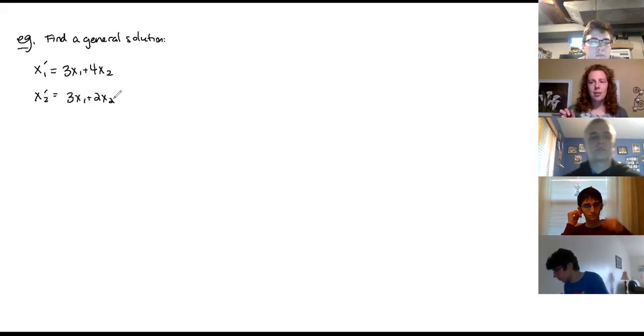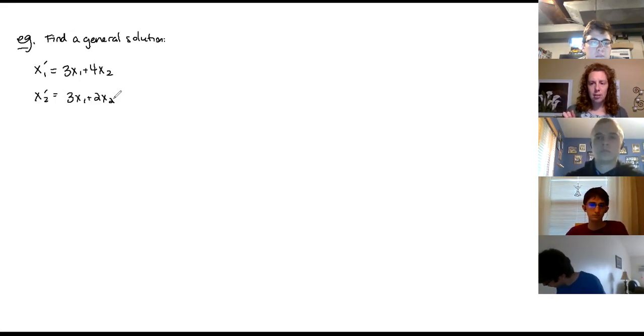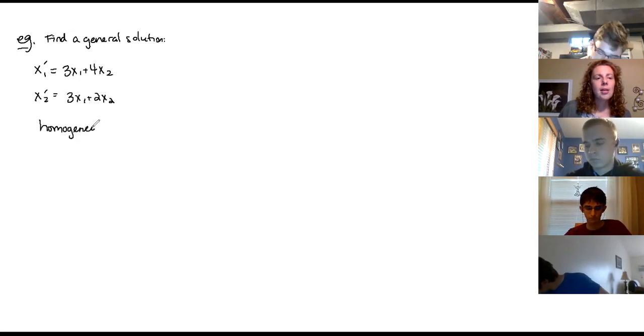Okay, second, it needs to have constant coefficients. Does this have constant coefficients? Are we good to go on that front also? Yes, 3, 4, 3, 2, constant coefficients. All right, so this is homogeneous. That's your check that you need: homogeneous with constant coefficients. We need both of those.